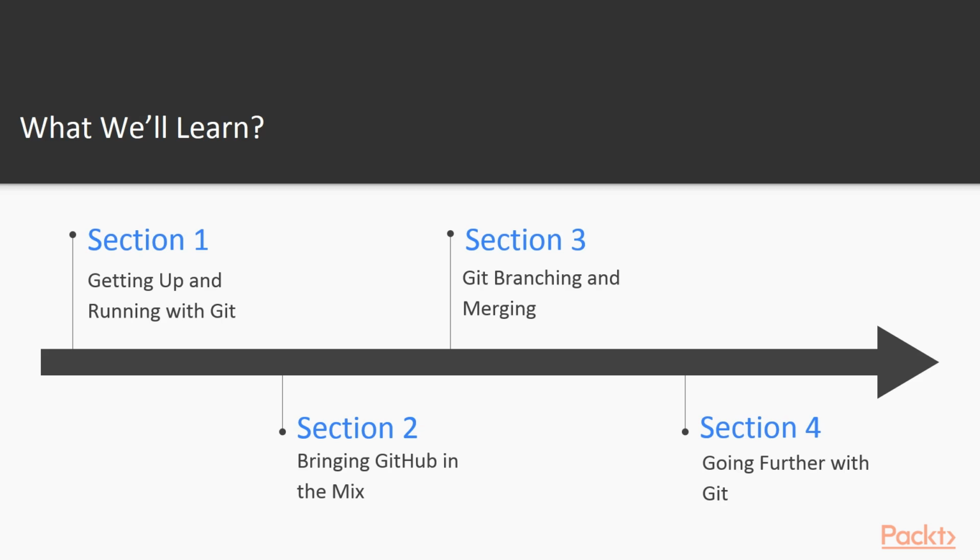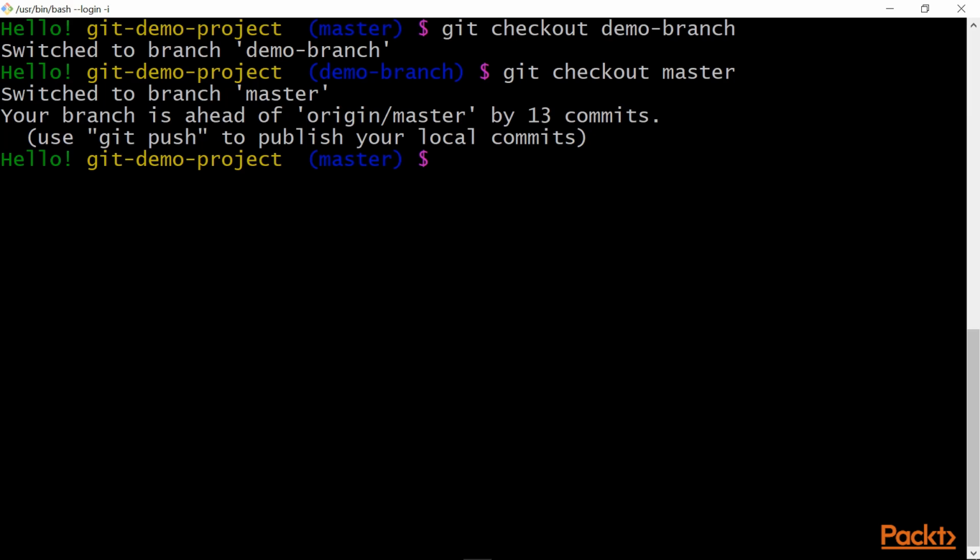So let's start with section 1. In this section, we'll learn how to configure author and email, how to add and commit changes, how to check status in a Git repository, and finally, how to browse the commit history.